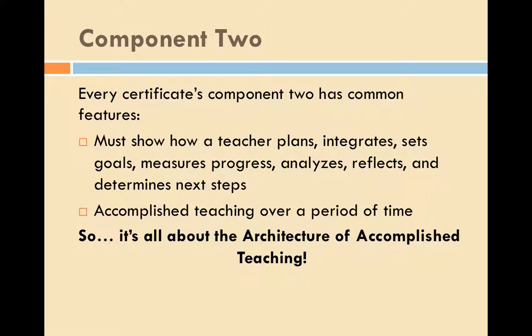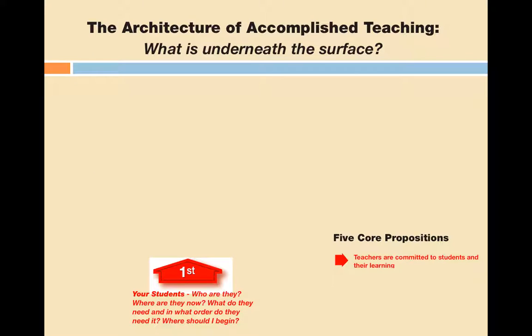Okay, so everybody's Component 2 has two common features. It shows how you can plan and set goals and measure progress and analyze and reflect on an instructional sequence. And it shows your accomplished teaching over a period of time. So this whole Component 2 is really about you showing how you can use the architecture of accomplished teaching. So let's make sure we fully understand what that looks like.